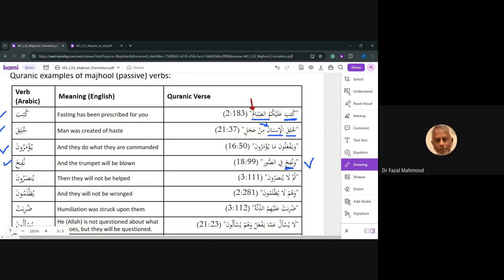Ustad, sorry to interrupt. I'll just finish this. This is an example of what I said: in most cases there will be a naib fa'il with Dhamma ending, but there may not be one all the time. But there is a naib fa'il here. Any guess here? It is hidden here.